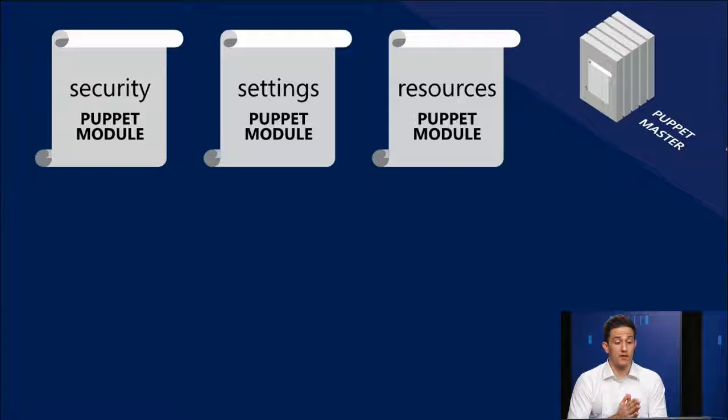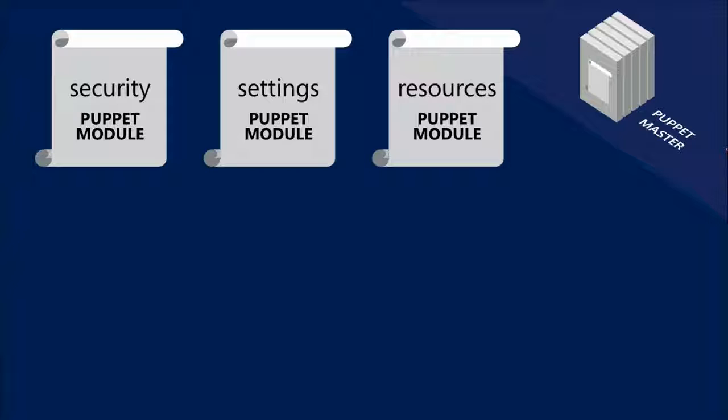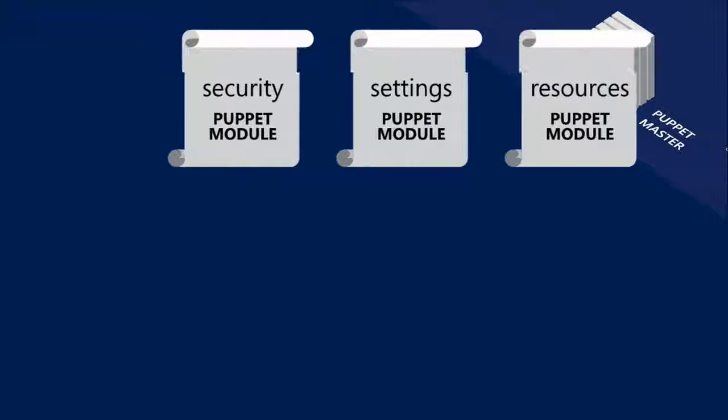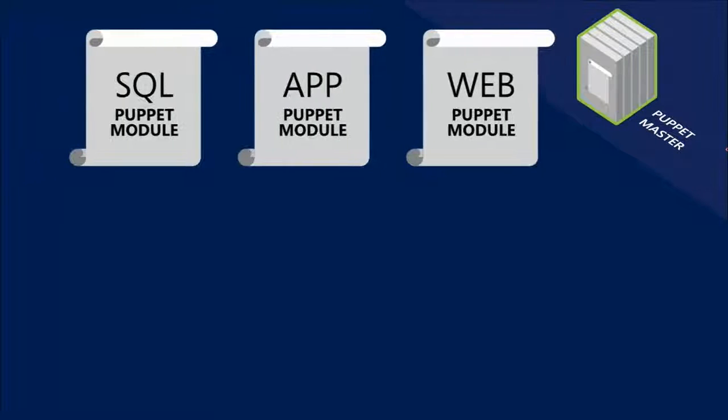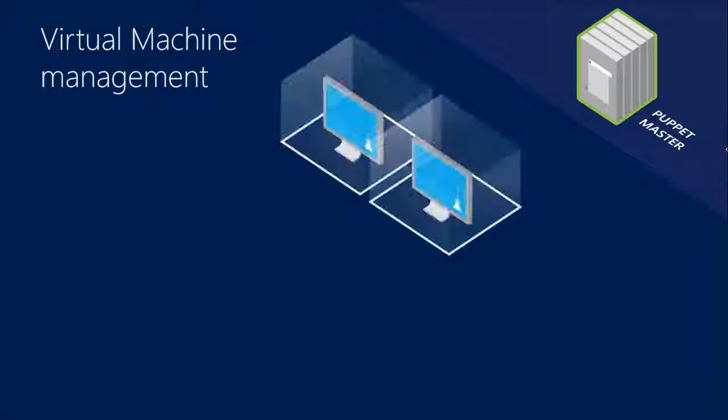So in this case, we've got these things called Puppet modules. The Puppet modules here, we have security, settings, and resources. So this is just a definition of what you want to define for your deployments that are out there, and those get uploaded to the Puppet server. You also have a definition of your application, perhaps a SQL server and a web server, all of which compose the application that you want to go ahead and deploy. Those then also get defined up in the Puppet master server.